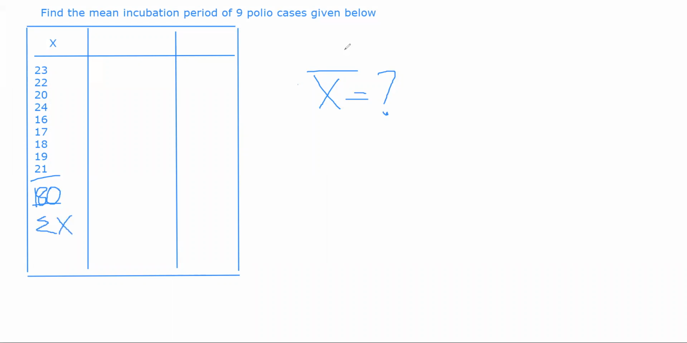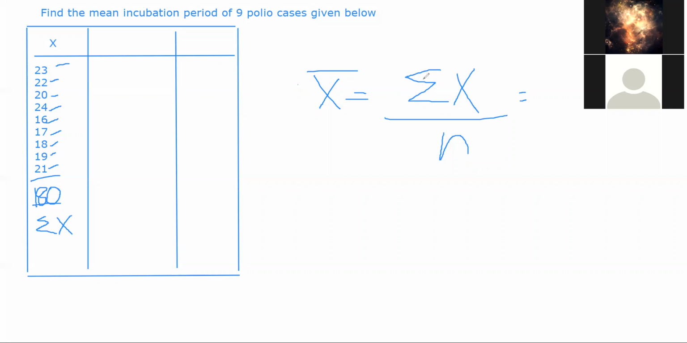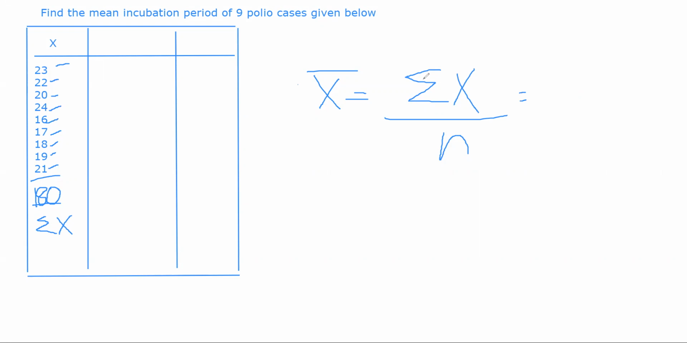ठीक है, our x bar or the mean is equal to, your mean can be represented as summation of x divided by the number of observations. यहाँ पर total number of observations कितने हैं? 1 2 3 4 5 6 7 8 and 9. Okay, so x bar mean will be equal to 180 divided by 9 is equal to 20, meaning your mean incubation period is 20.